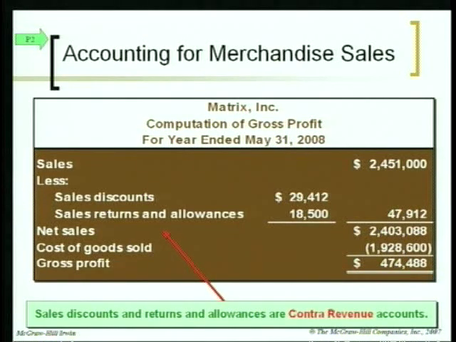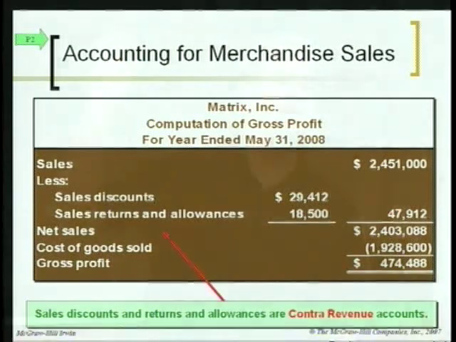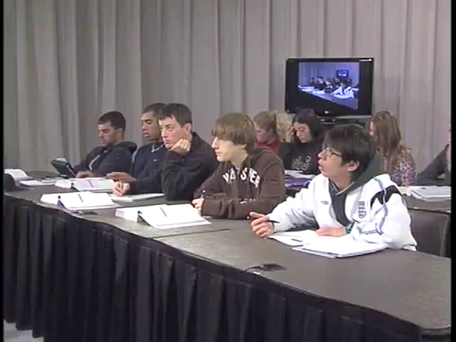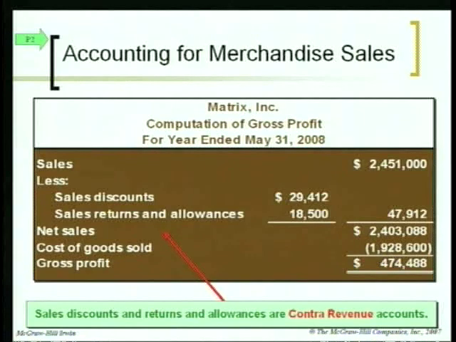Now, I'm going to say something real important here, okay? So while on the purchase cycle, we do not have specific accounts that are debited and credited called purchase discounts and purchase returns and allowances, we don't have those, do we? In any of those entries we made on exercise 5.1, did we ever debit or credit an account called purchase return or purchase allowance? We did not. But on the sales cycle, we do have those accounts.